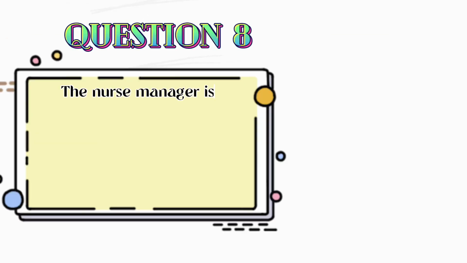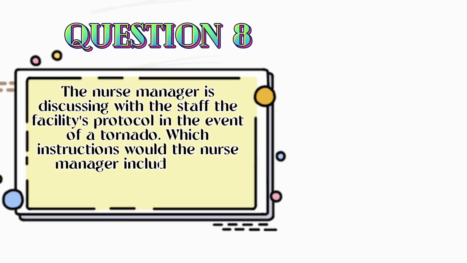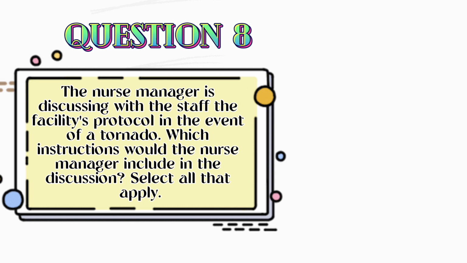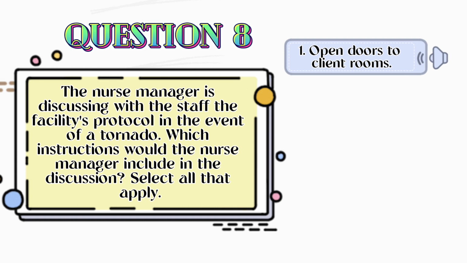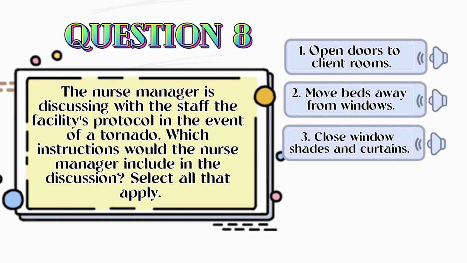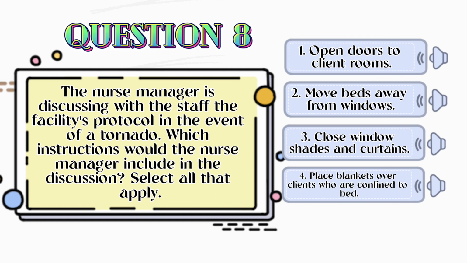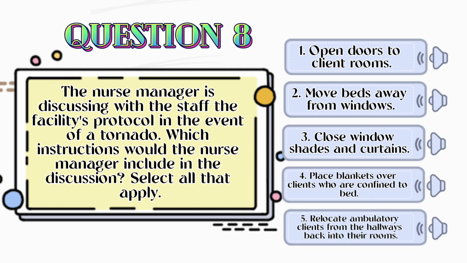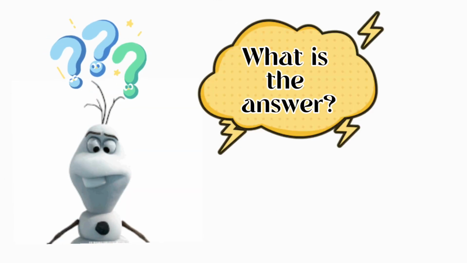Question 8. The nurse manager is discussing with the staff the facility's protocol in the event of a tornado. Which instructions would the nurse manager include in the discussion? Select all that apply. 1. Open doors to client rooms. 2. Move beds away from windows. 3. Close window shades and curtains. 4. Place blankets over clients who are confined to bed. 5. Relocate ambulatory clients from the hallways back into their rooms. What is the answer?